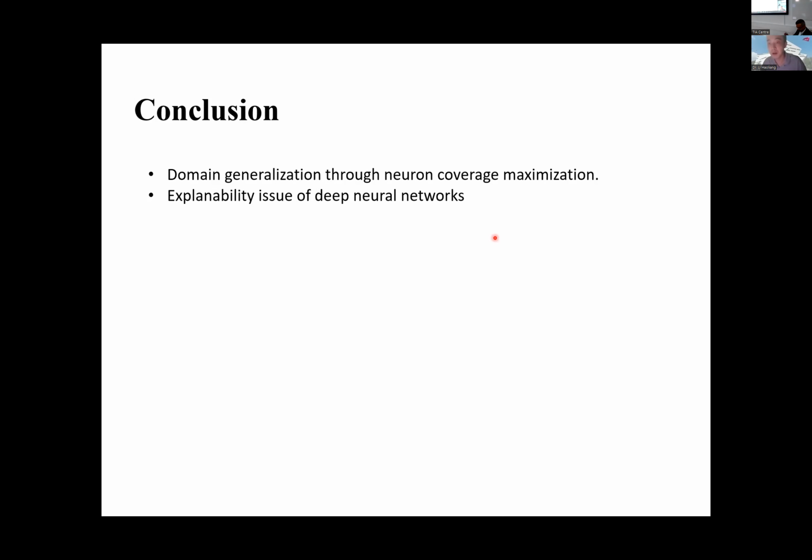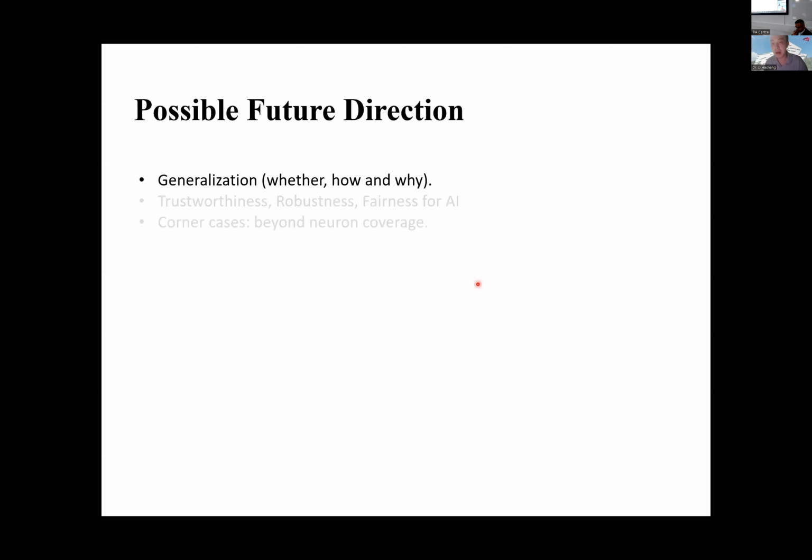Yeah, so I think that's all about my talk. I introduced two kinds of algorithms based on domain generalization as well as the explanation issue. I also want to discuss some possible future directions. One is the generalization issue, to see whether, how, and why the model could be generalized. Also, beyond generalization, there is the trustworthiness issue of AI as well as the fairness issue of AI.